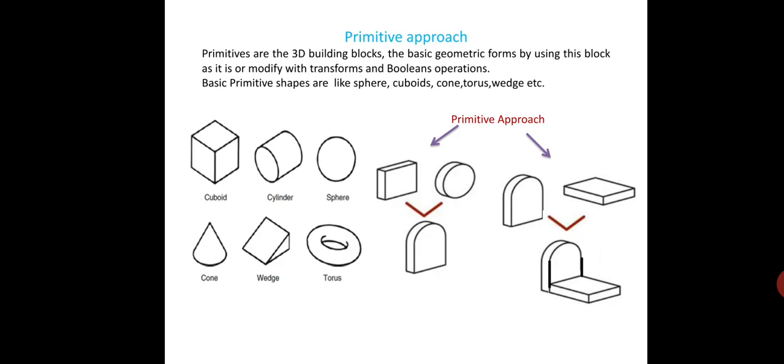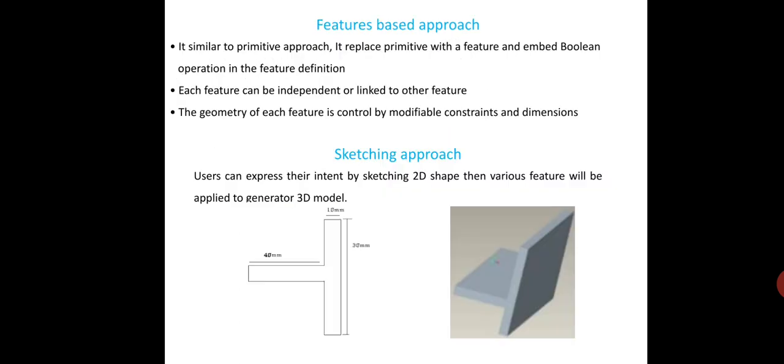Now with the help of these primitives, you can see the approach. By considering two shapes, we are generating one shape. Again, that integrated shape is combined with another shape to get a desired output. This is the primitive approach we can see. Next one is the feature based approach.